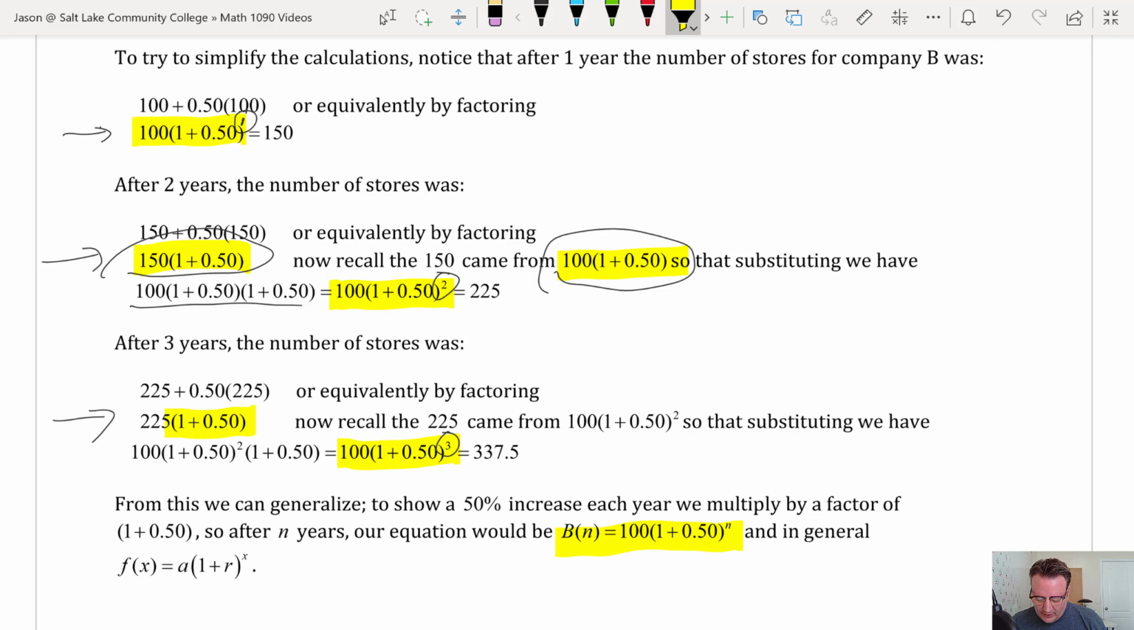So this is the general expression we can use to generate the number of stores for company B after n years. Okay, so that's the idea, and notice how similar this b of n function is to f of x. A is 100, the 1 plus r is the 1 plus 0.5, and instead of using n, we're using x in this f function. But it's the same basic function, right? F of x is just a generalization of the b of n function.